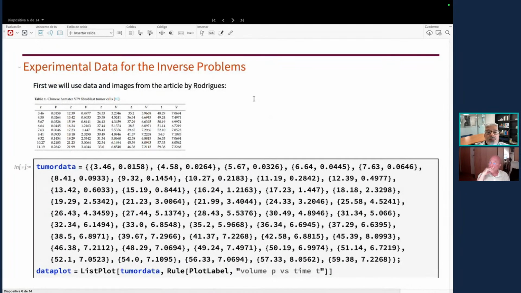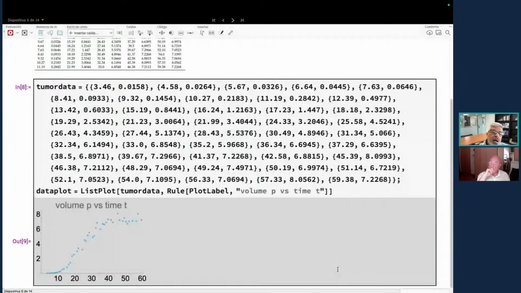Now, in an inverse problem, we will need experimental data. We will use this data from the article by Rodriguez. Here we have it already, so I am just going to evaluate to have the data. And here we have a graph, and we can see that we have that kind of growth that might be modeled by this differential equation. So we are going to do that now that we have the data in the variable.